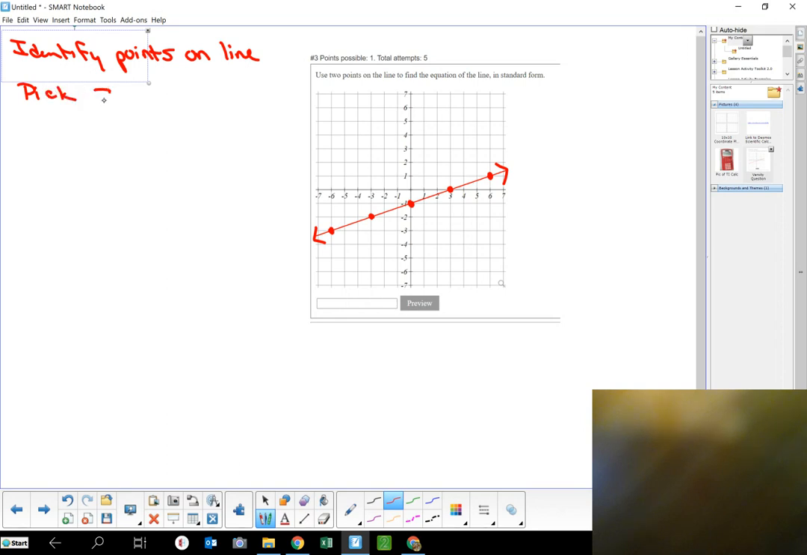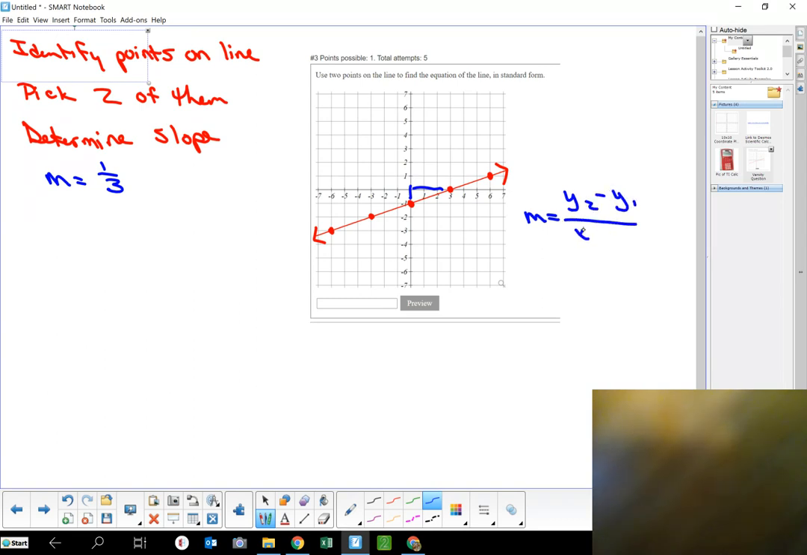Then you have to pick two of them. Determine your slope. And we can do that by counting, right? In this case, I'm going to go up 1 and over 3. So my slope is 1/3. You could also, if you really wanted to, use y2 minus y1 over x2 minus x1. Why? When you can count, make things simpler.